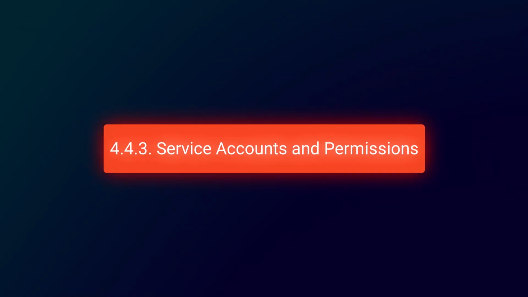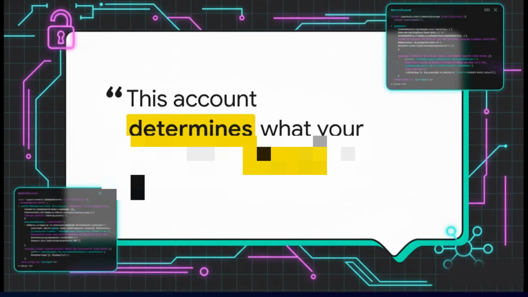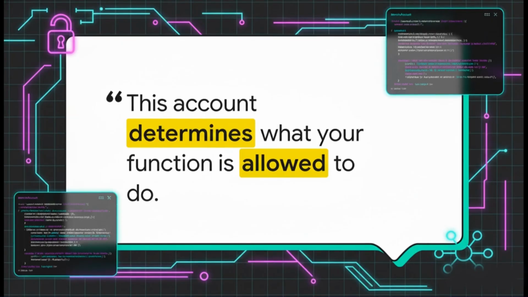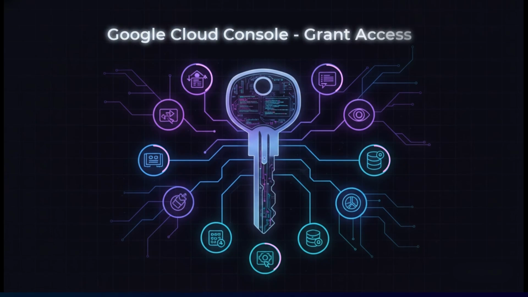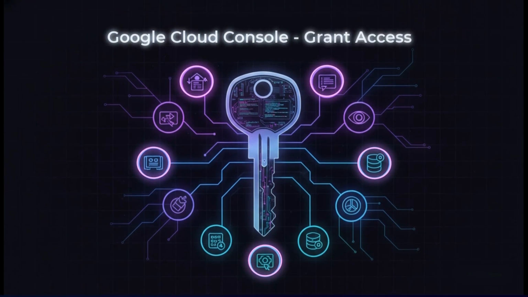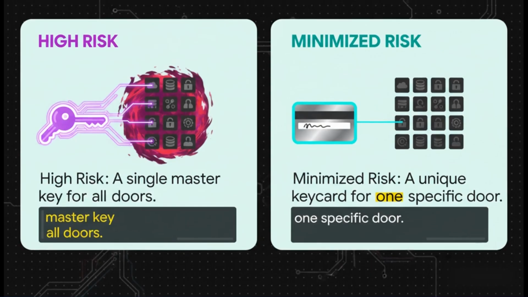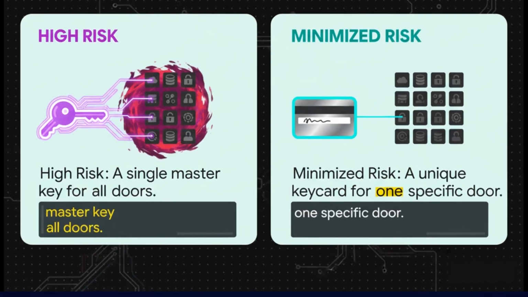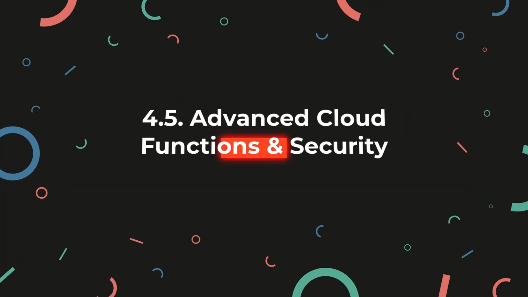Service accounts and permissions. Every cloud function runs under a special service account. This account determines what your function is allowed to do. You must grant the necessary permissions to the service account in the Google Cloud Console to allow your function to access other services securely. This separation of duties ensures that a function can only perform the tasks it needs to do, minimizing security risks.